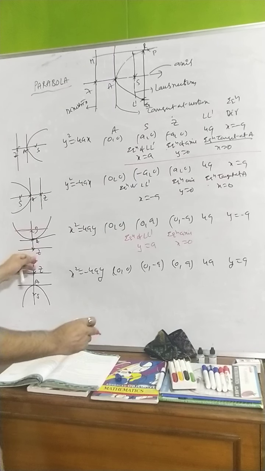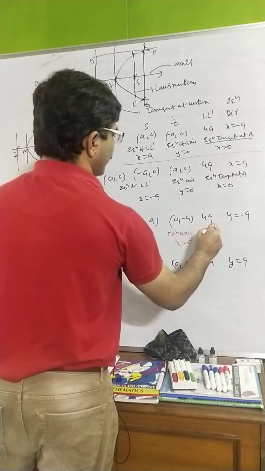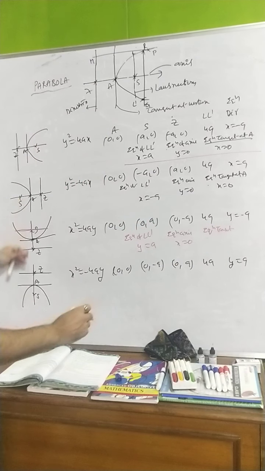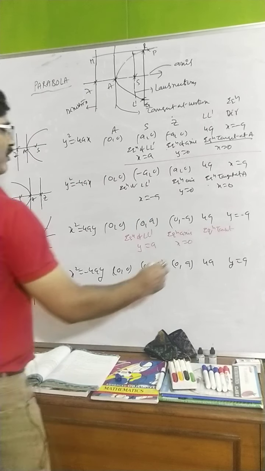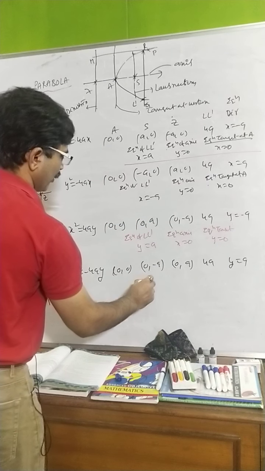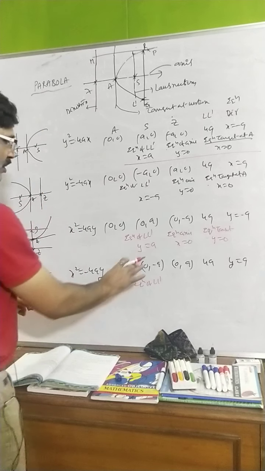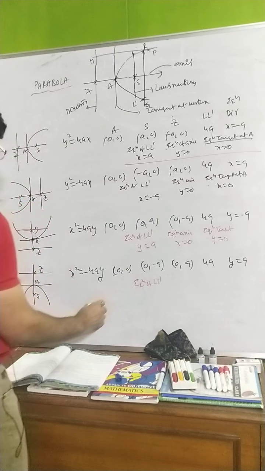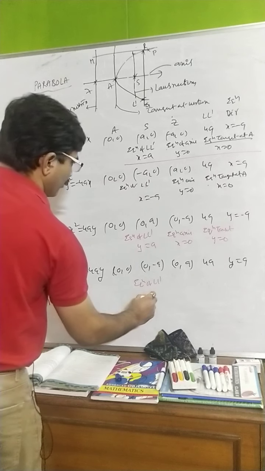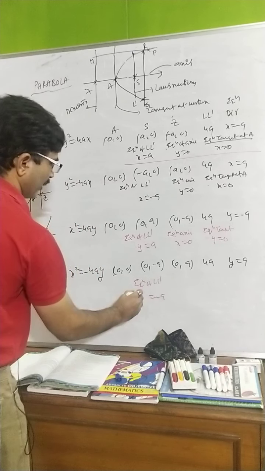Another one is the equation of tangent, right? The equation of tangent, you see this one, the tangent is what? Y is equal to 0 in this case. Same as it is, you will get the equation of LL dash. The equation of LL dash in this case, LL dash means this one. It is like this. So x is equal to minus a, sorry, y is equal to minus a.